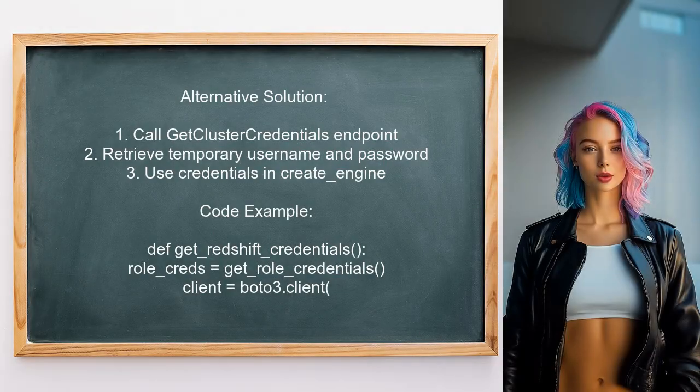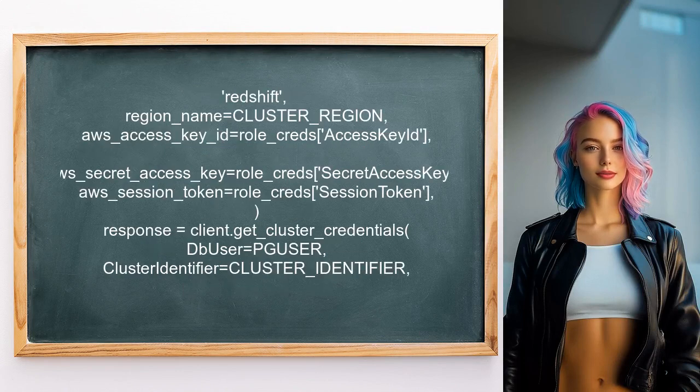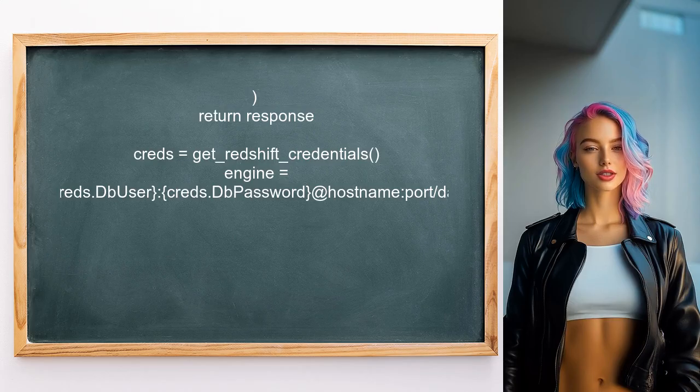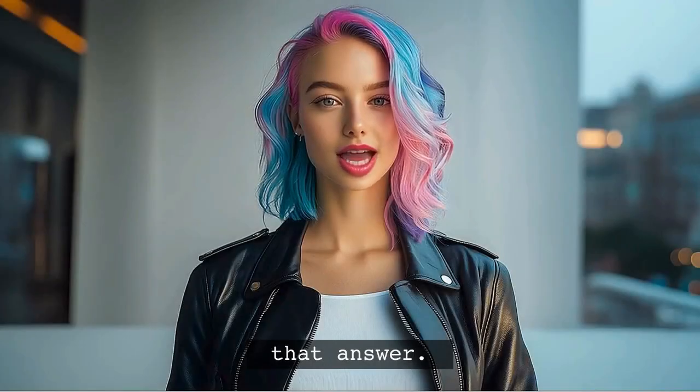An alternative approach to connect to Redshift using Python and IAM roles involves manually retrieving temporary credentials. First, you call the getClusterCredentials endpoint to get a username and password. Then you can use these credentials to create your database engine. That's all on that answer. Let's take a look at another one.